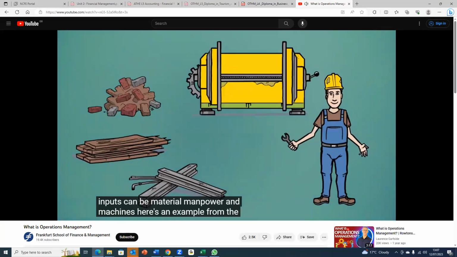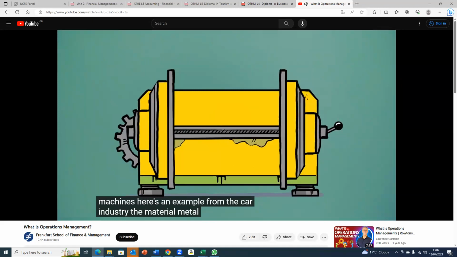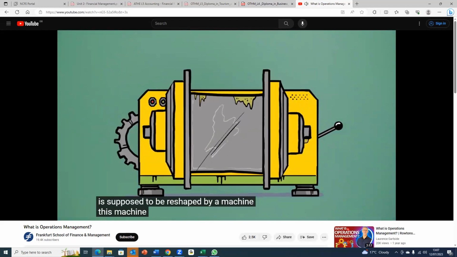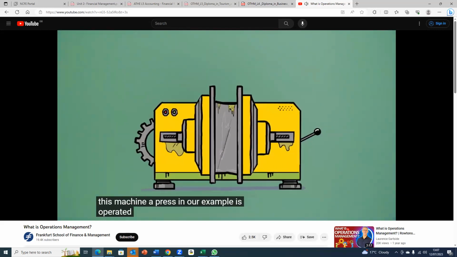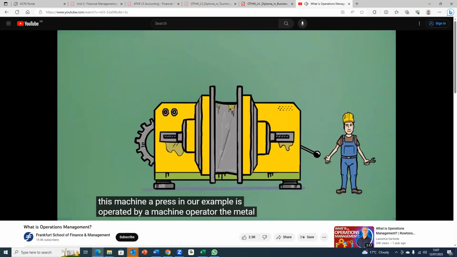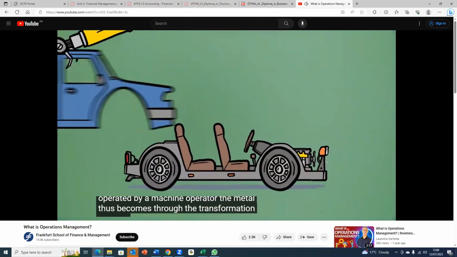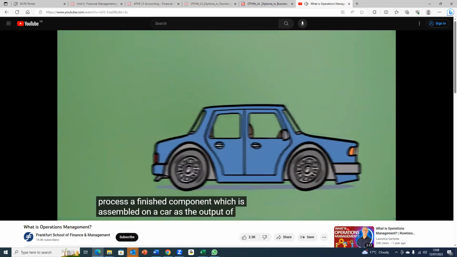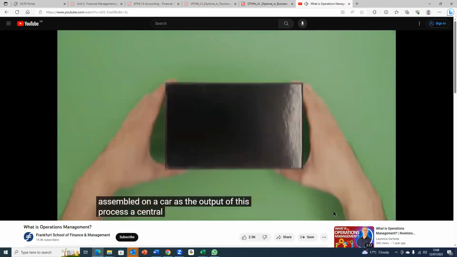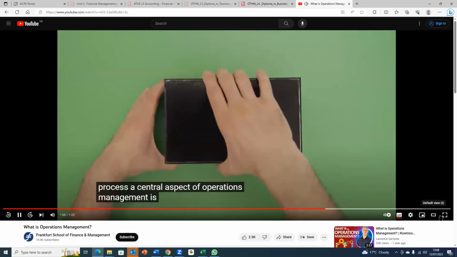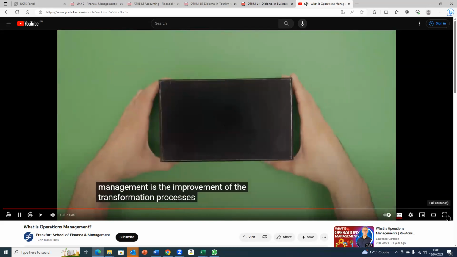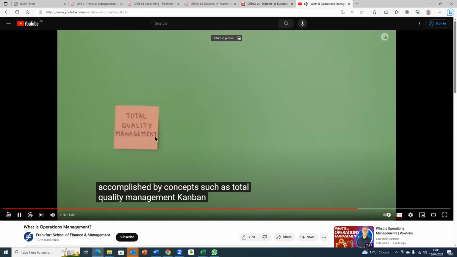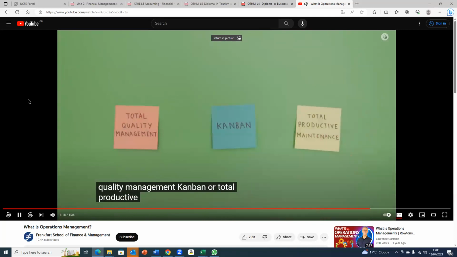Here's an example from the car industry. The material, metal in this case, is supposed to be reshaped by a machine. This machine, a press in our example, is operated by a machine operator. The metal thus becomes, through the transformation process, a finished component, which is assembled on a car as the output of this process. A central aspect of operations management is the improvement of the transformation processes, which can be accomplished by concepts such as total quality management, Kanban, or total productive maintenance.